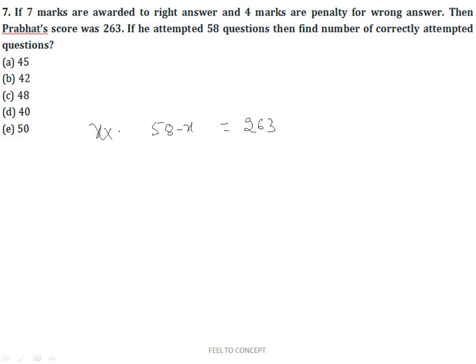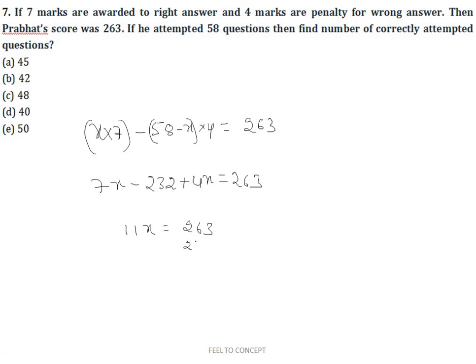Correct answers are awarded 7 marks, so X into 7, and wrong answers should be subtracted at 4 marks. X into 7 minus (58 minus X) into 4 equal to 263. We simplify this equation. 7x minus 58 into 4 is minus 232. Next, minus into minus is plus 4x, so 7x plus 4x equal to 11x. Again 263 plus 232.